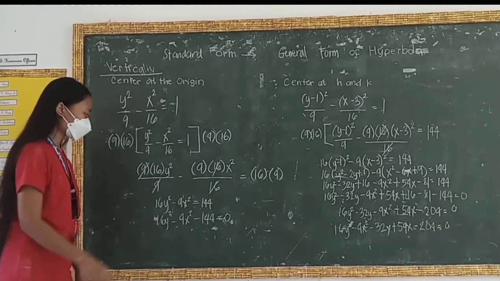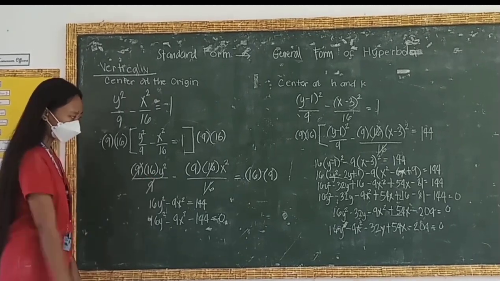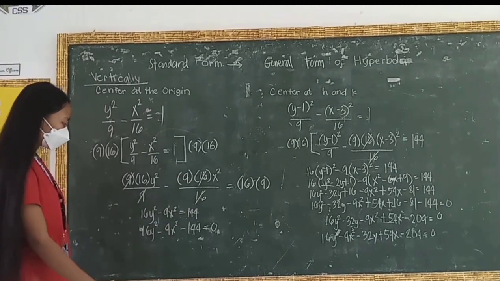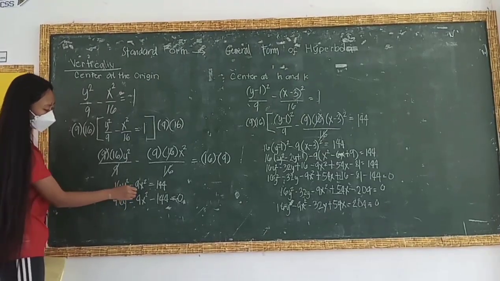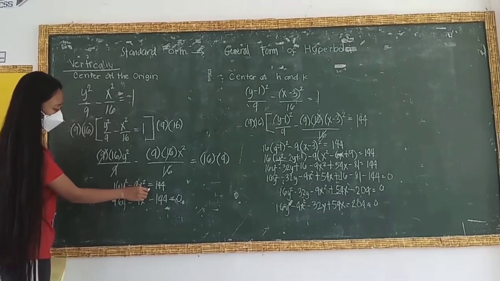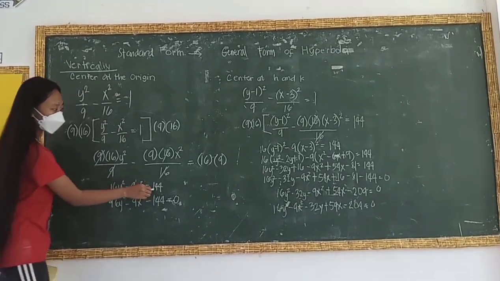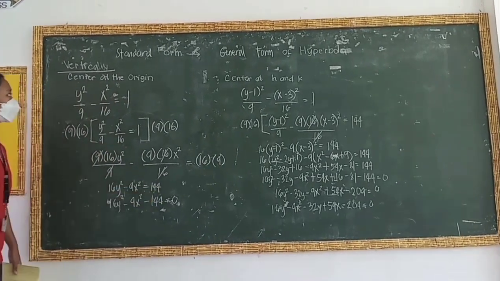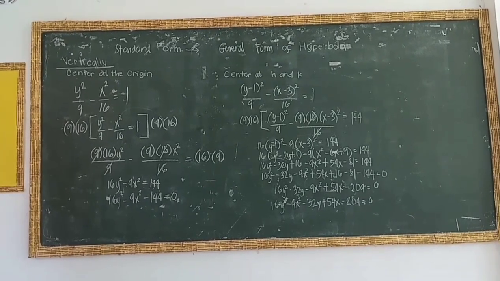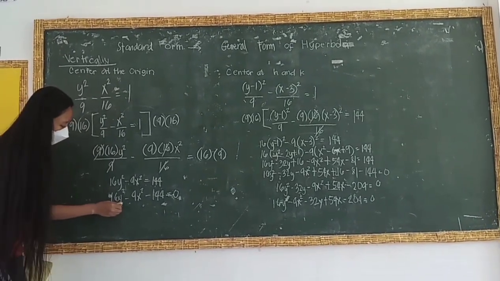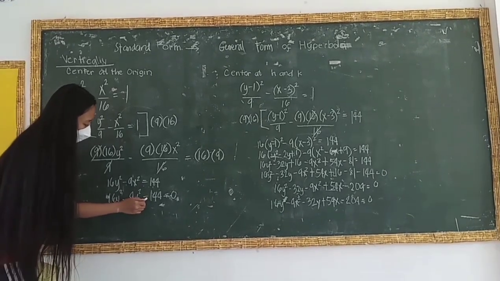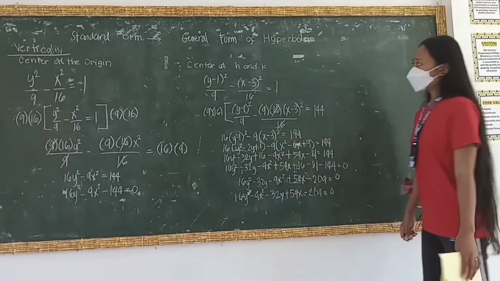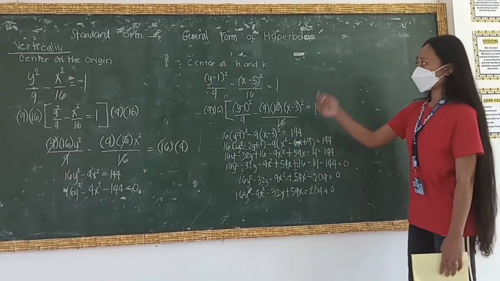So again, we will cancel out the same numbers, like this one, 9 and 9, and then 16 and 16. And it will become 16y squared minus 9x squared is equal to 144, because 16 times 9 is equal to 144. And the general form is 16y squared minus 9x squared minus 144 is equal to 0. And now, we will find the standard form, the general form of hyperbola.